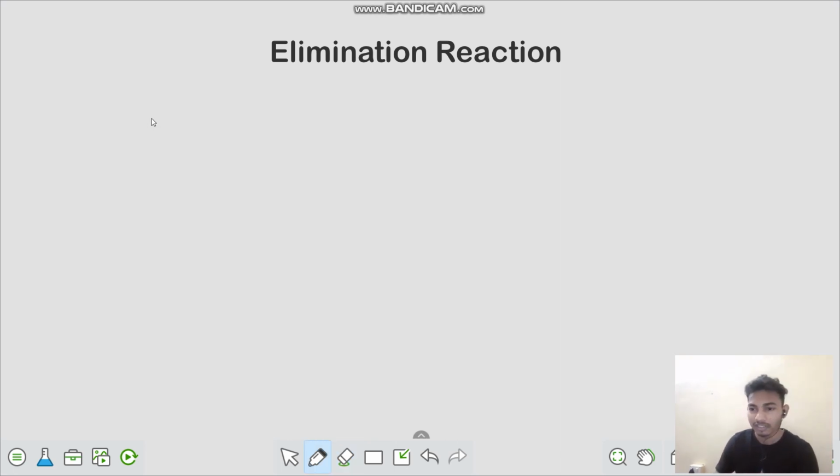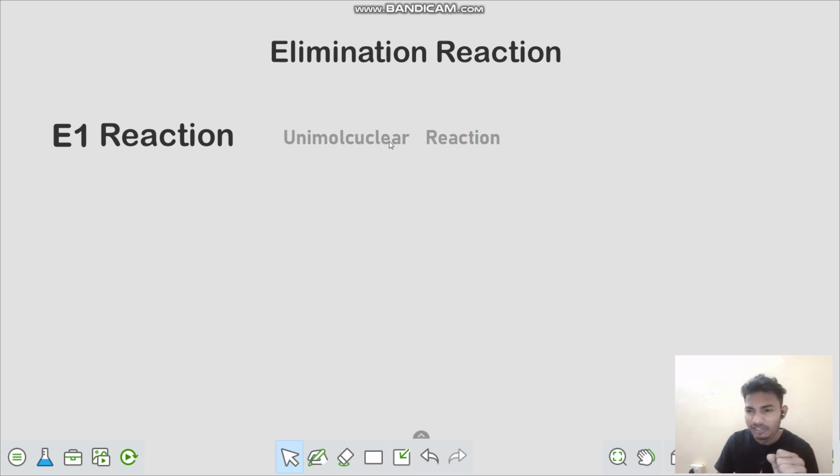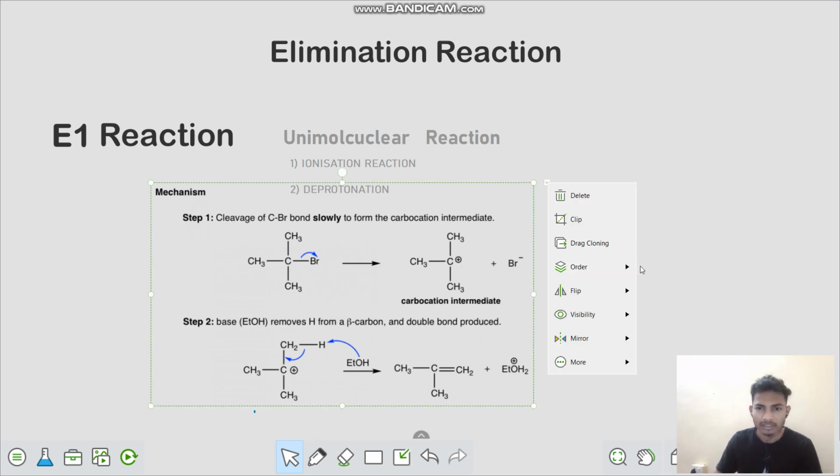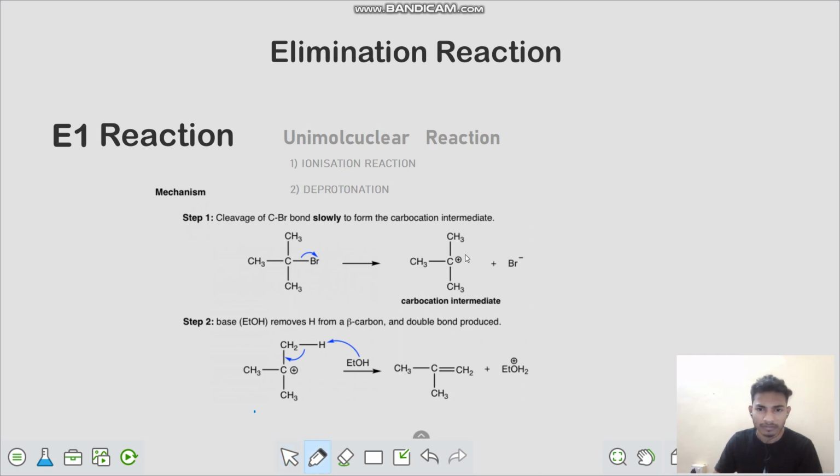First, we talk about the E1 reaction. The E1 reaction is a unimolecular reaction and it involves two steps. First is the ionization, the second one is the deprotonation. Let's see the first step. There is an ionization reaction, in which a carbocation is formed as an intermediate. That is the first step.